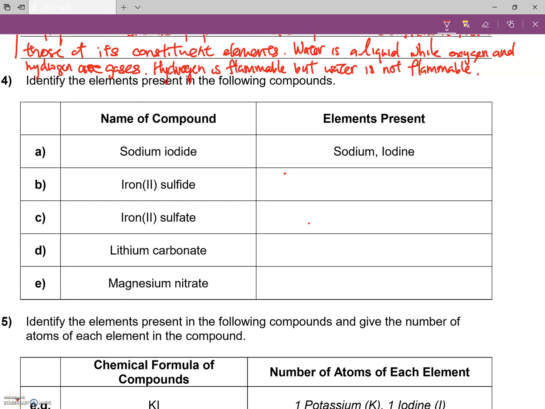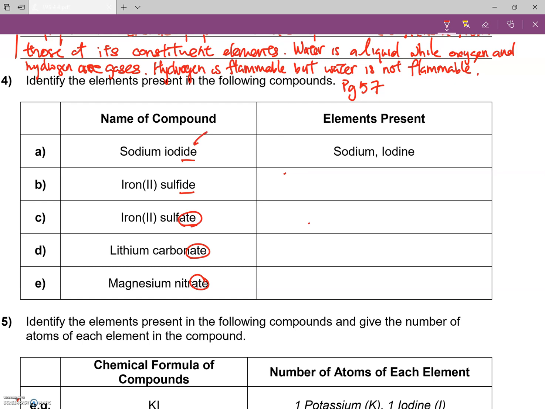Okay, for question 4, we're going to look at page 57 of your textbook. So page 57. Now under the names of compound, I just need you to differentiate between IDE and ATE. Okay, so you can see there's ATE here and IDE.